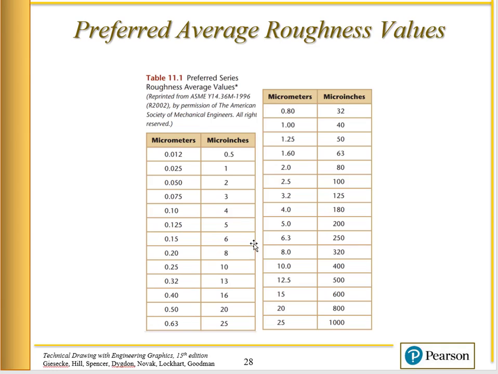Just for relative scale, an 8 micro inches is pretty much a glass smooth surface. Your general roughed milled surface is probably around a 125. That's just for general comparison. Okay, that is it for surface roughness.